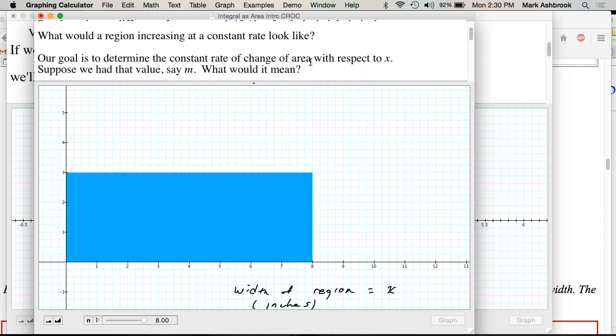So if we had a value of a constant rate, say m, of the constant rate of area with respect to x, what would it mean? Review from week 1. What's the meaning of m, the constant rate of area with respect to x? I think you're going to need to pair up and refresh this one. Pair up and talk about a good full definition of what that value m would mean, the constant rate of change of area with respect to x. Go. Talk it out.